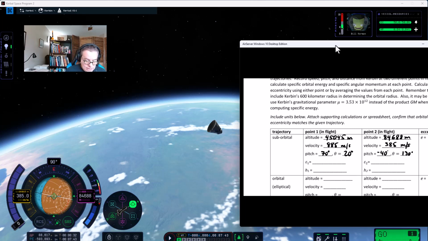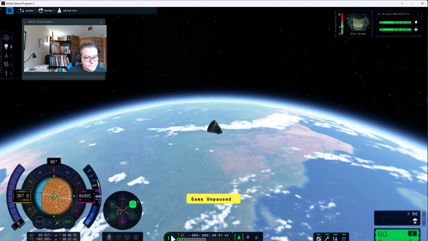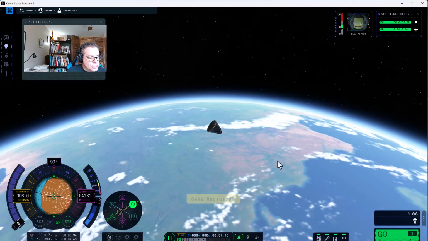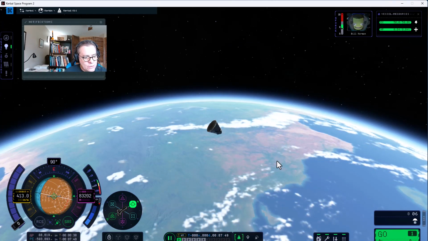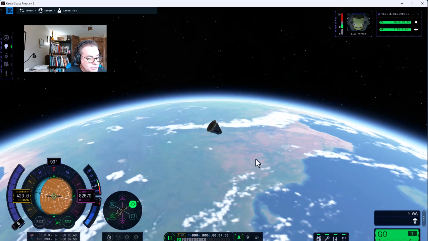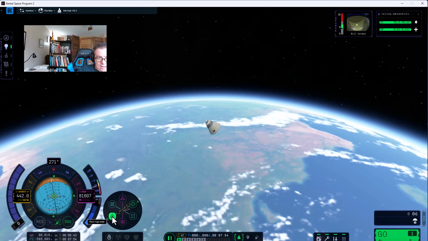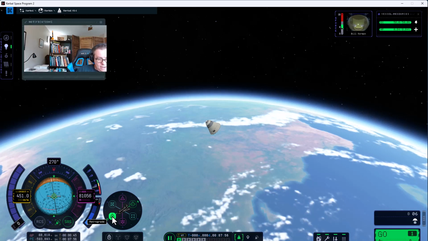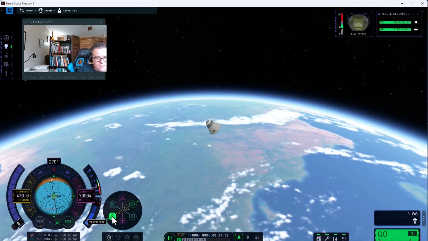Theta is 130. And we'll go in and do the calculations in a moment to get those values and then determine what the eccentricity is. But let's complete the flight. So, yeah, for safety reasons, why don't we turn around retrograde so that we're coming into the atmosphere with the blunt end of the capsule to take all the heat of the drag.